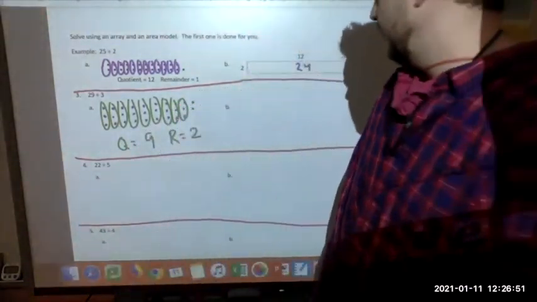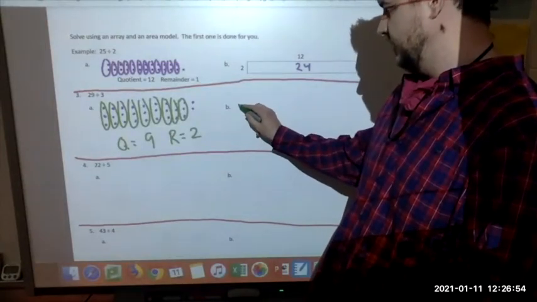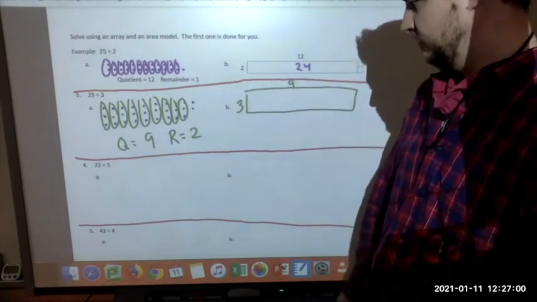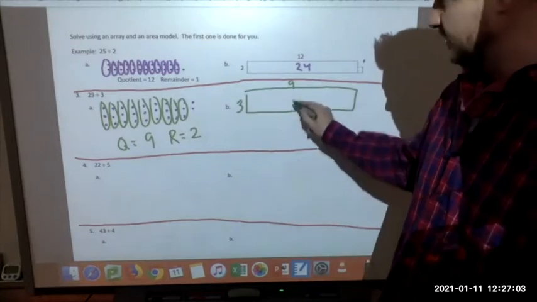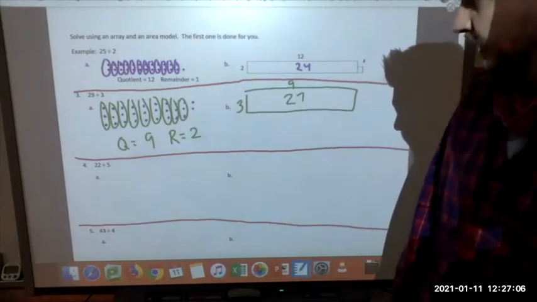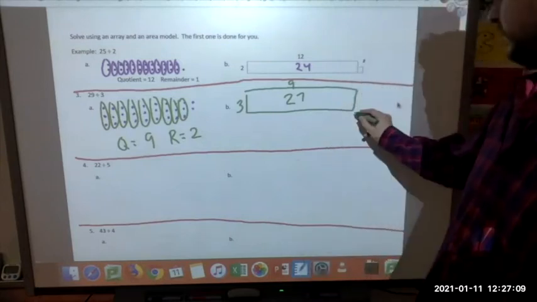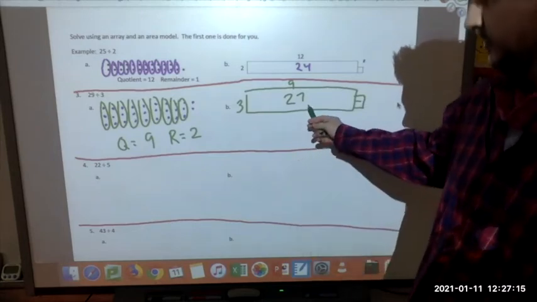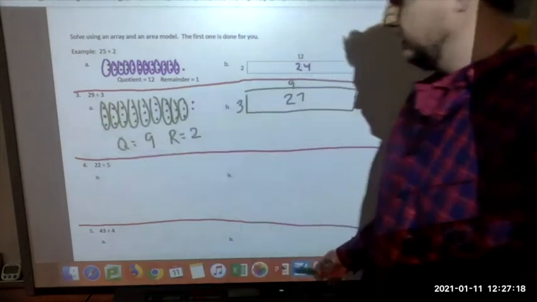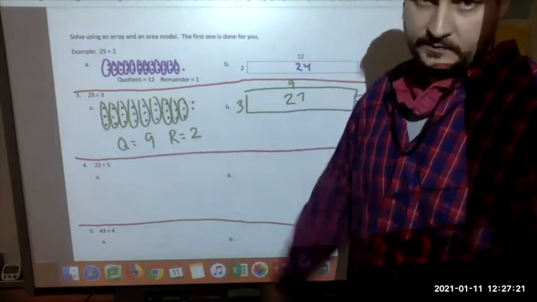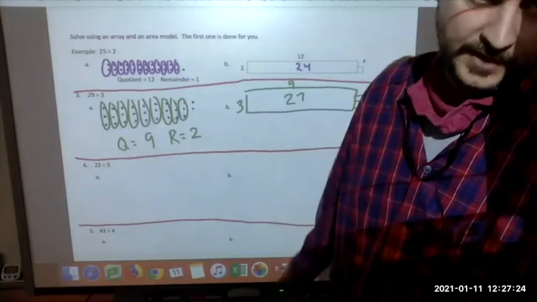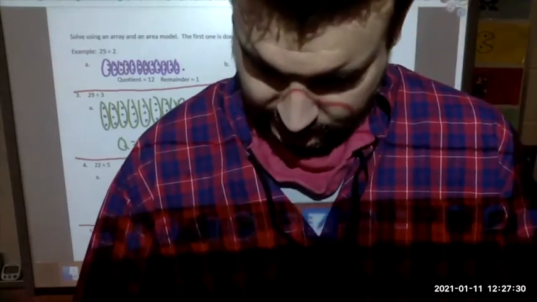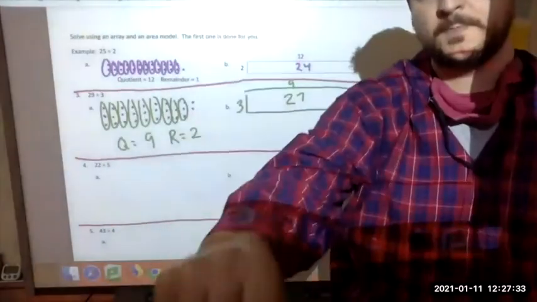So I'm going to draw a rectangle. This is going to be a 3 by 9 rectangle. 3 times 9 is 27. And then there's going to be 2 little boxes that didn't get included. So 27 is the amount that 3 can go into evenly, and then there's a remainder of 2. 9 remainder of 2. I want you to try 4, 5, and 6 on your own. So we're going to pause it, try those out, and you got this, all right? Pause the video.